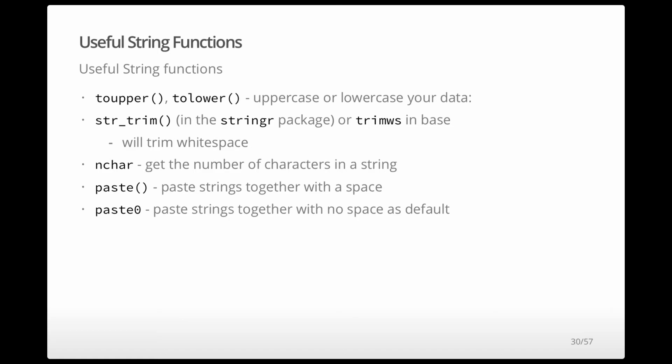So we talked about paste and paste0. toupper, tolower. We'll make everything uppercase or everything lowercase. str_trim will trim the white space at the front and the end of a character. So if you have like space, your name, and a space, it'll take the white space at the beginning and the end. But if it was like space, John, space, Michelle, space, it'll only take the spaces at the end. It won't do anything to the space in the middle. It won't concatenate John and Michelle together.